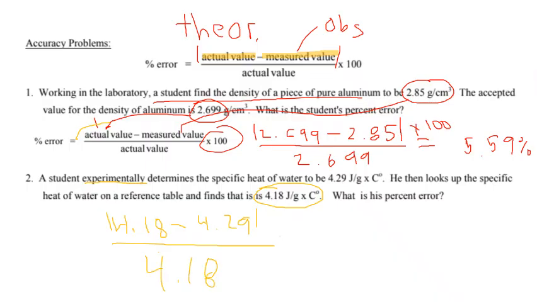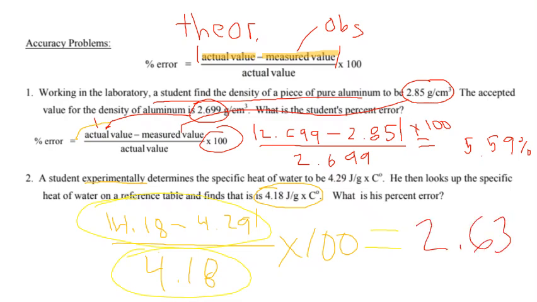And then I have to multiply this out, okay? So again, as you're working at home here, first thing you're going to do is take these two numbers, subtract them, get rid of the negative sign, divide by this number, and multiply it by 100 to get an answer. And you should have got 2.63%. That's how you do that.